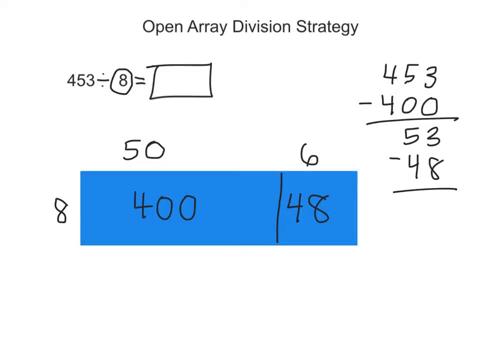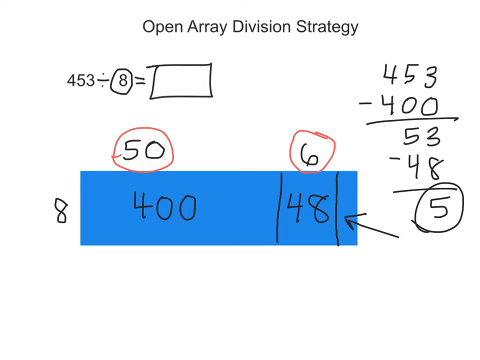I can subtract that from my total here, which gets me 5. So there's actually going to be a spot on my rectangle where there's 5 left, but I can't fit another 8 into it. So this number is going to become my remainder. To find the answer to my problem, I'm going to add the two numbers that I multiplied 8 by, because that's the number in each group. So 50 plus 6 equals 56, with a remainder of 5.